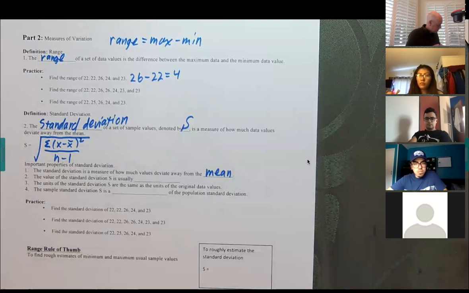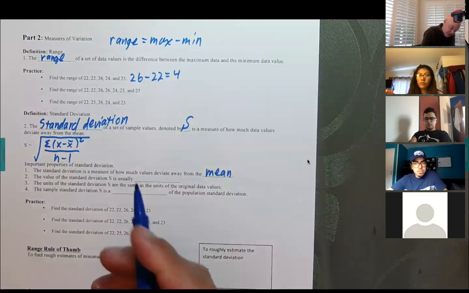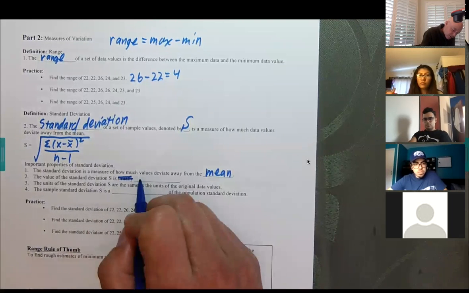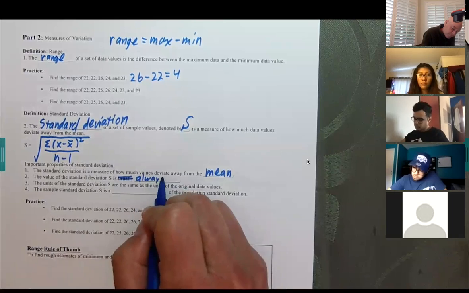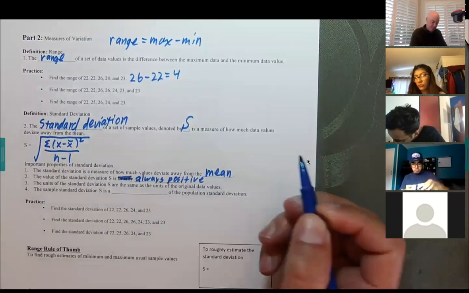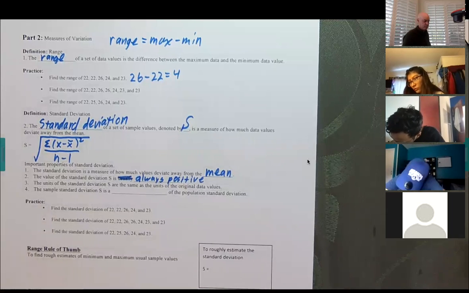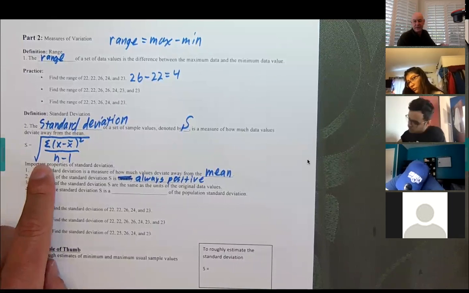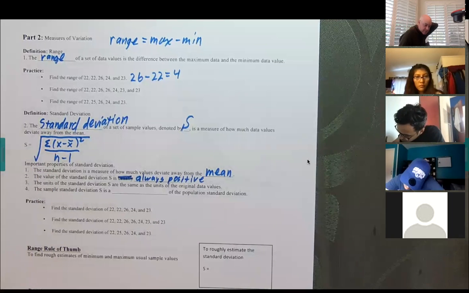The value of the standard deviation is, I want us to correct this. This is not usually, it is always positive. And those of you who remember your algebra, you know that when you take the radical of something, it's always going to end up being positive with real numbers.